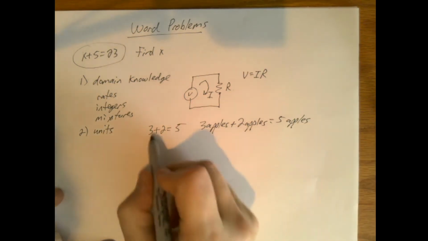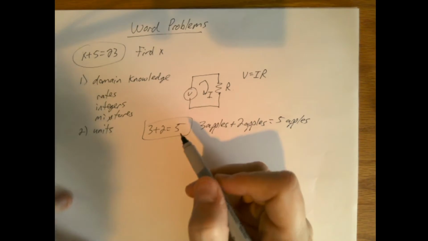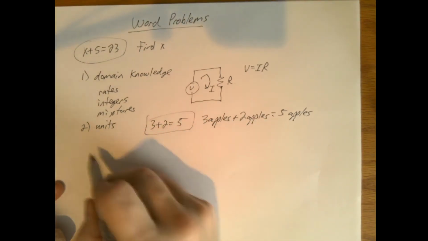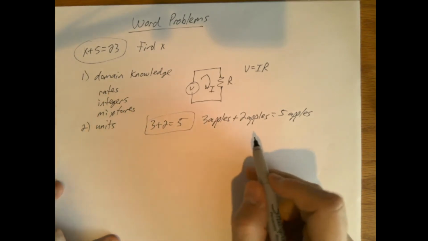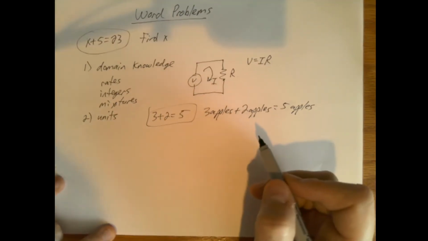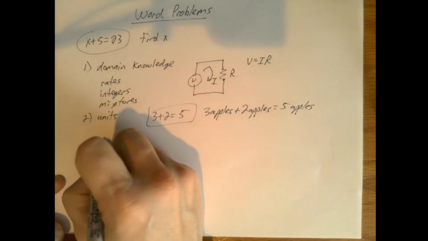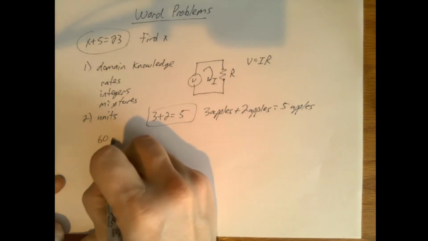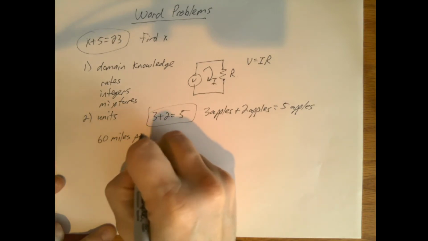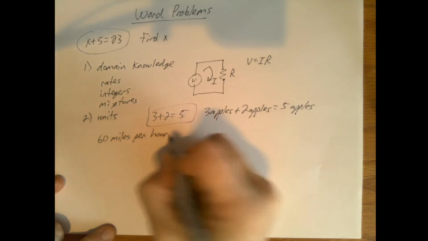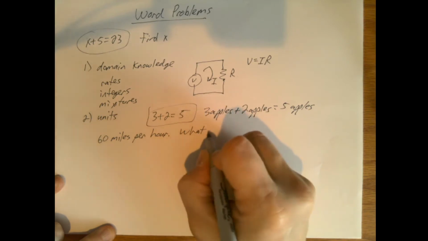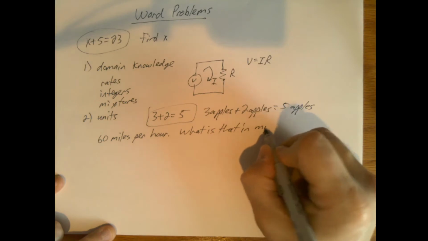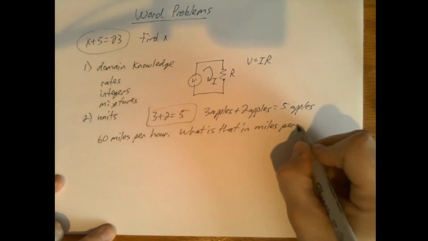So what difference does it make whether I use this or this? Well, one of the ways that units will help you is it helps you check the units to make sure the expression you wrote is correct. So let's say you're given this problem. You have a rate here, 60 miles per hour. What is that in miles per minute?